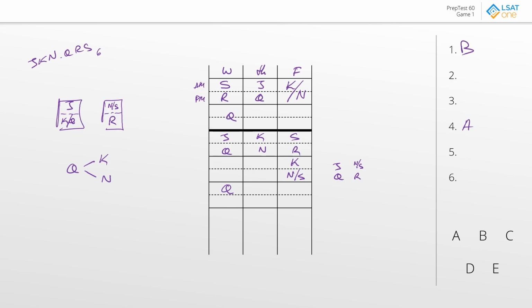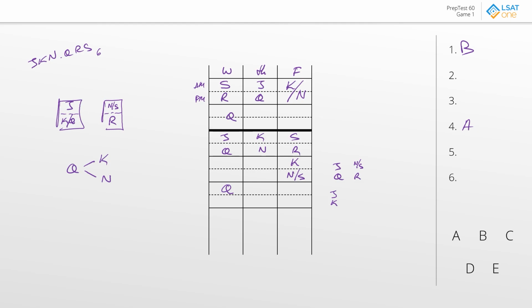Now, what else can we do with that information? I suppose that means that J is not going to go with Q. So J now is going to have to go somewhere with K. We just don't necessarily know where. I suppose R can still go with N or S. I guess we're going to have a very similar situation to what we had over here. So the only people that Q can go with are N or S.